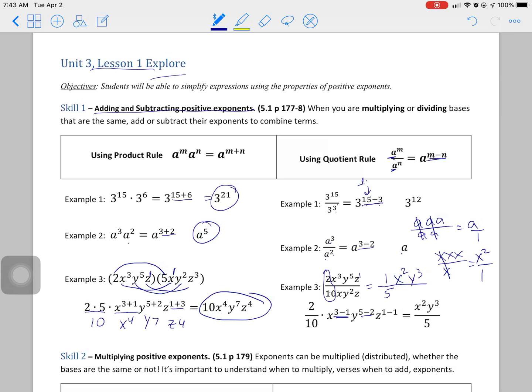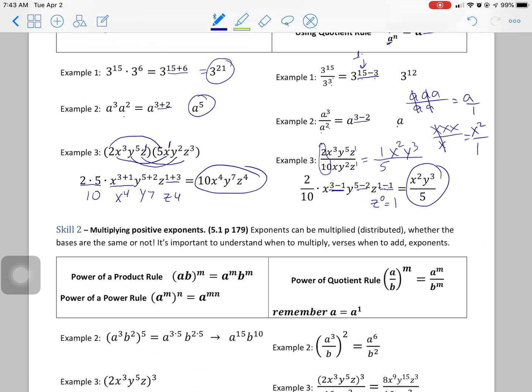And the z's, this is a 1 and this is a 1. And when you subtract it, you get z to the 0. That's why we get a 1 when we have z to the 0, so you don't see a z anymore. Okay, I want to be clear about that. Z to the 0 power is not the same as z to 1, so 1 minus 1 is 0. Z, or anything to the 0 power, is 1. We'll do that more in the next lesson. But anyway, that's the final answer for that one.